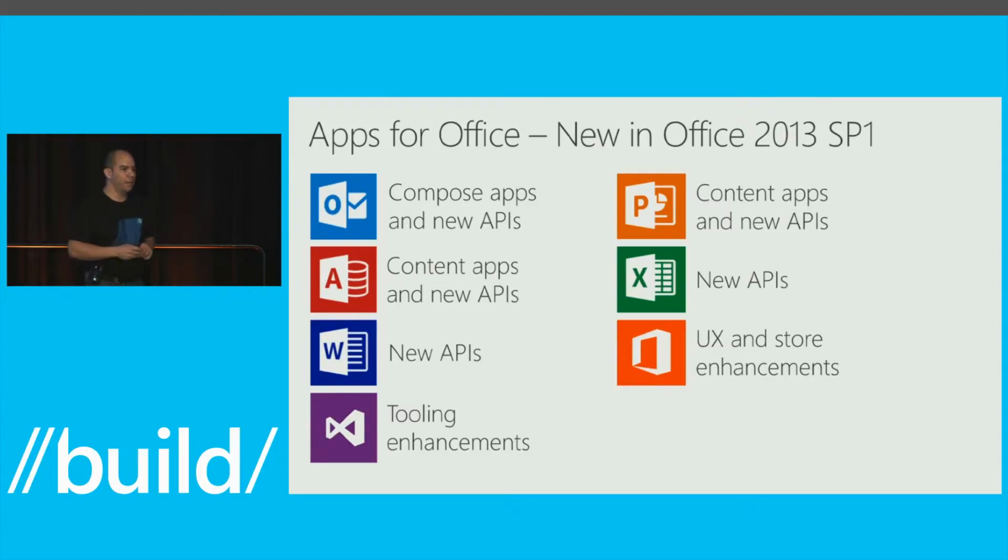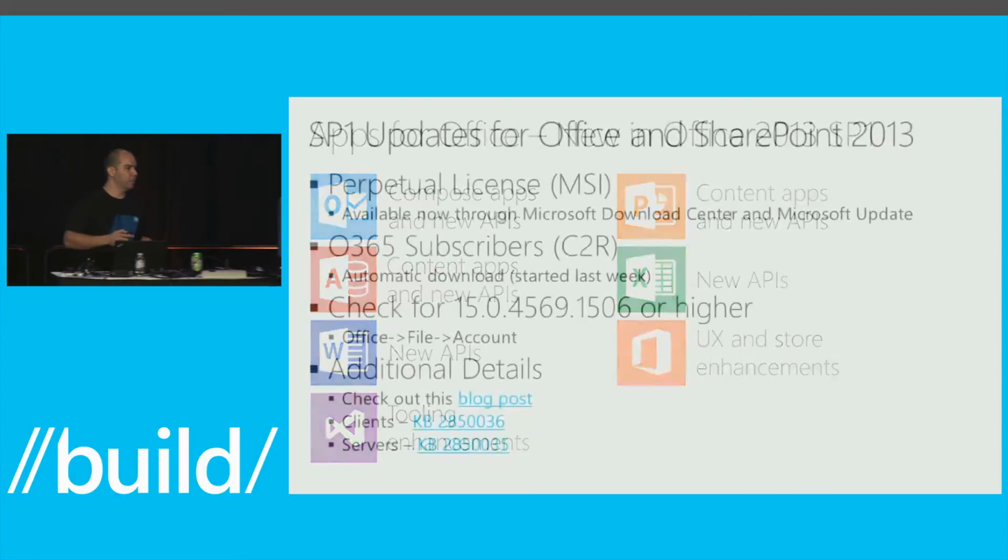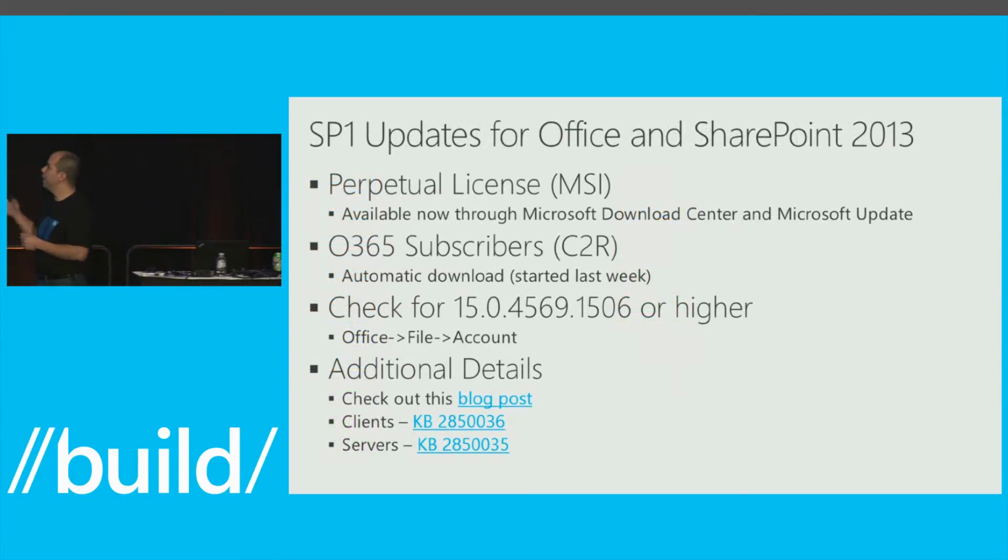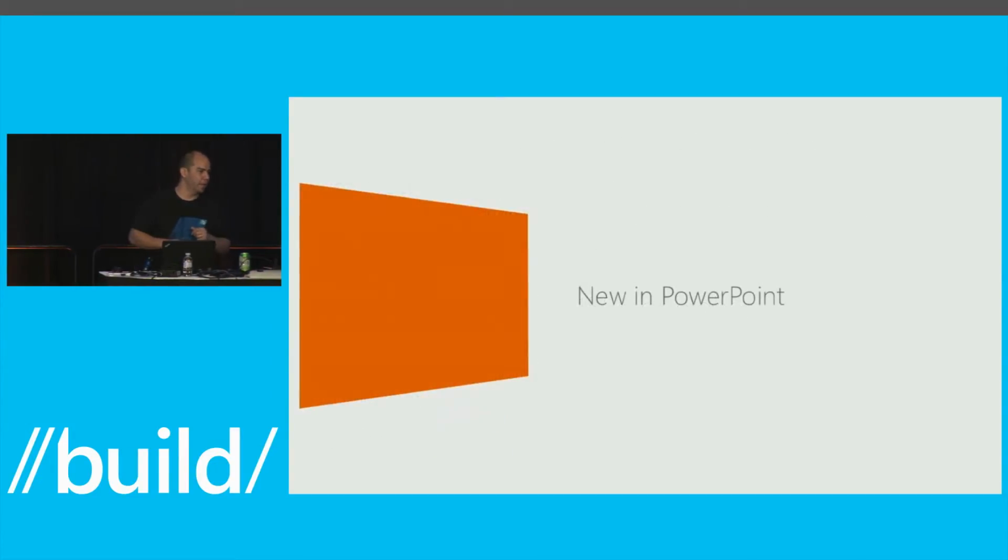And of course, we'll see a lot of corresponding tooling enhancements in Visual Studio. If you're curious, Service Pack 1 is now publicly available for MSI clients that have a perpetual license. It can be downloaded today from the Microsoft Download Center. Office 365 subscribers using our click-to-run streaming technology will automatically get the update in the next few weeks. And this is the build number, just for your reference, in case you want to check if you already got Service Pack 1. There are a couple of links there in case you want to know more about how to get Service Pack 1.